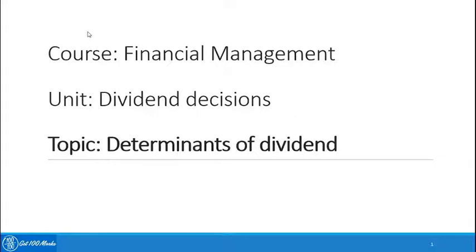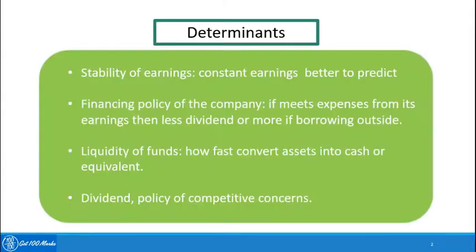Well, what are the determinants of dividend? What are the factors which determine the distribution of dividends to the shareholders? Let's look at these here. One is the stability of earnings, whether the company's earnings are constant, or it's easier to predict the earnings, and on that basis dividends can be decided.